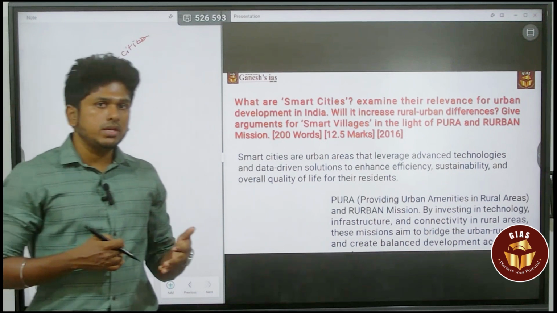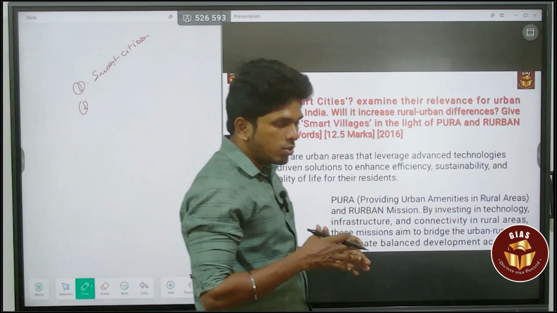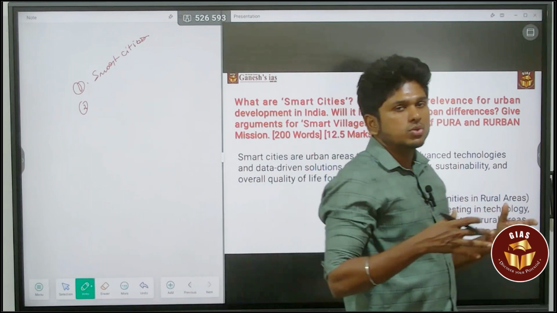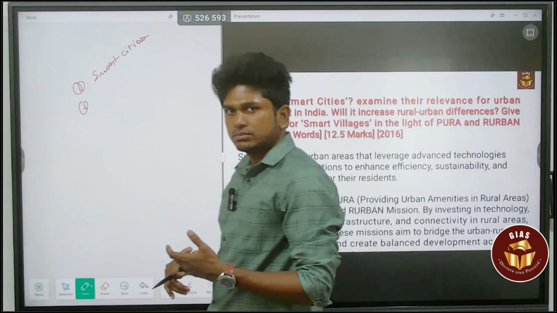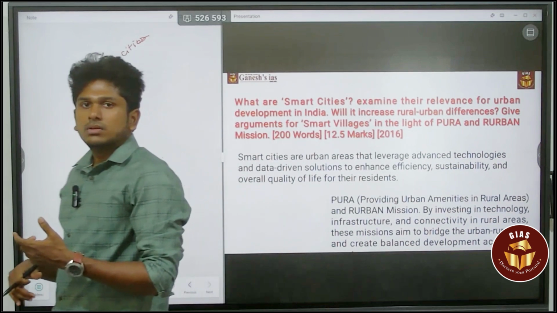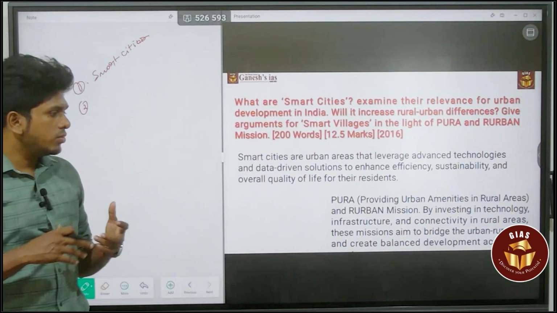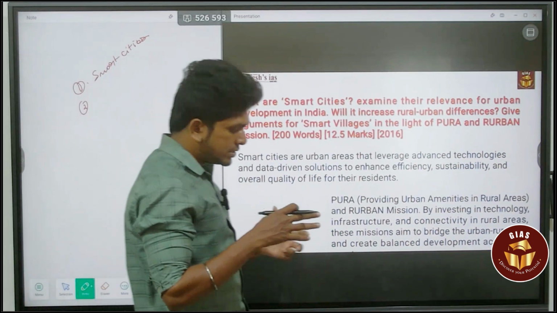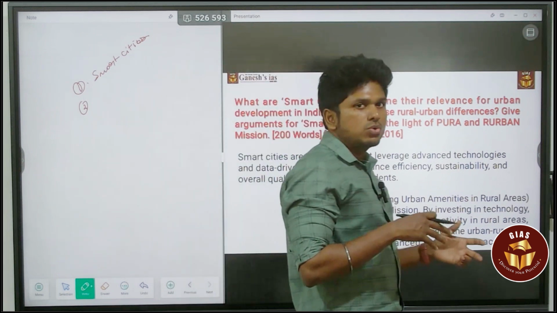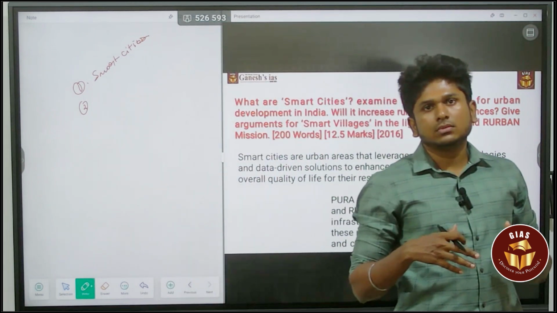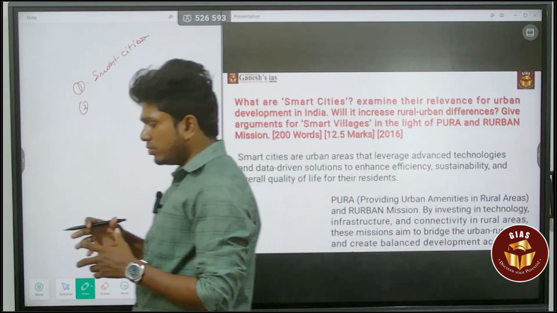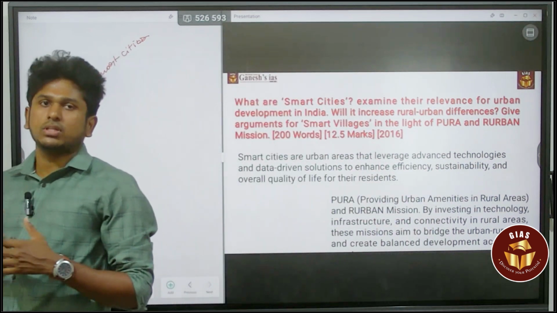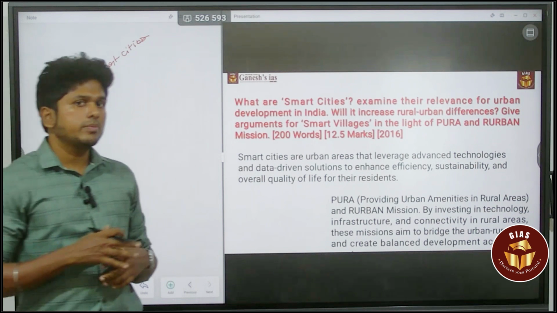So connectivity also we need to increase to overcome the issue of the growth of the urban area. All these things are focused on by the PURA scheme and the Rurban Mission. By this, we are going to overcome the gap between the rural areas and urban areas. This is what the government is doing to bridge the gap between the rural and the urban area.